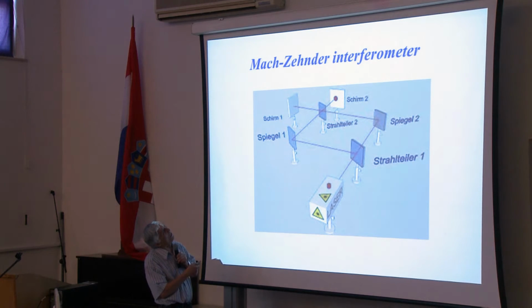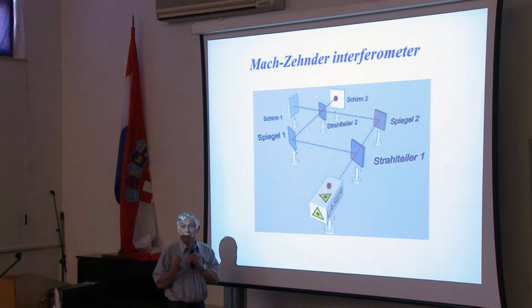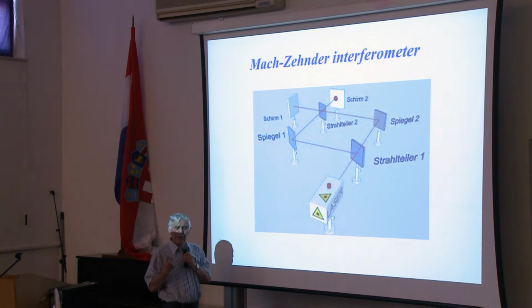In the 19th century when it was done, the argument was, of course, that light is a wave property, and then you have 50% of the waves in Maxwell equations coming here, 50% here, and then they interfere constructively or destructively. But now we know that light is really built up from particles, which are photons.